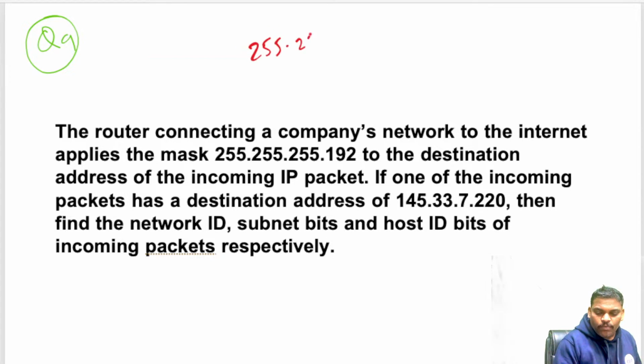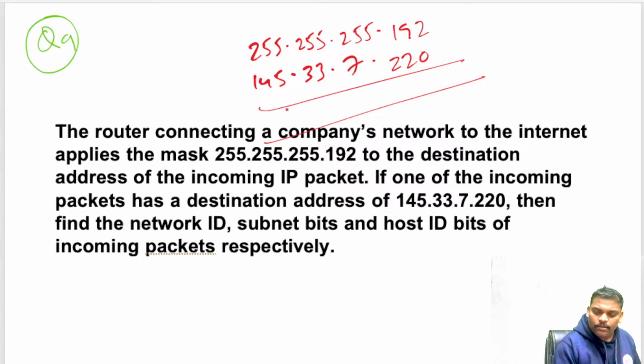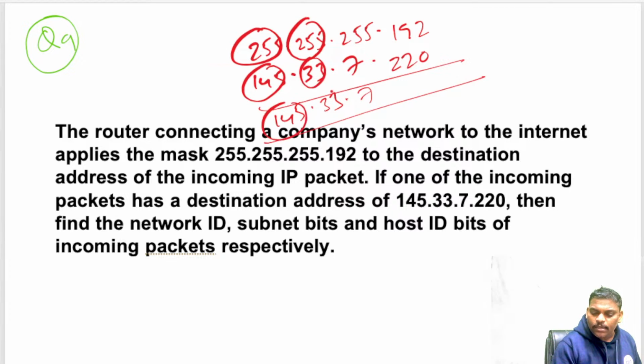255, 192, 145, 33, 7, 220. Do the AND operation, you will get the clarity. So this is 145, this is 33, this is 7 because 1 and anything is anything. See this one, 1 and anything, 1 and anything.